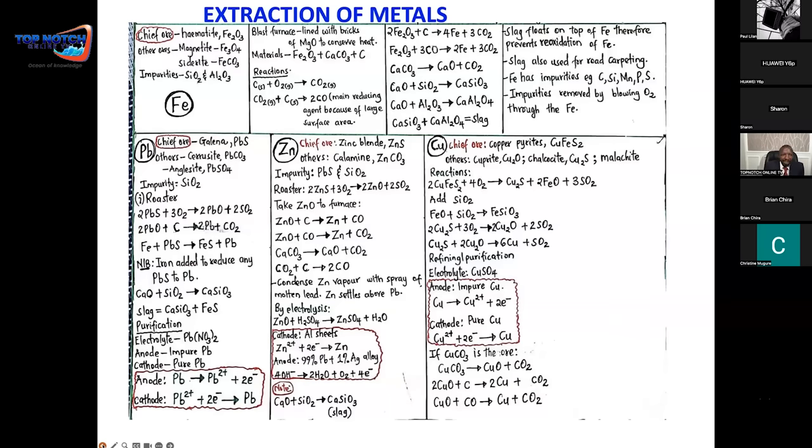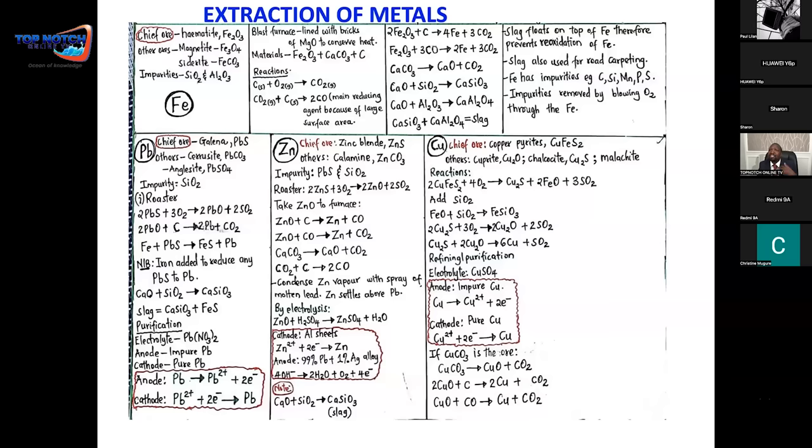For extraction of lead, copper, and what? Zinc. But let me just tell you, do you know that the purification and concentration of zinc, lead, and copper use the same thing? Any ore that contains sulfur is concentrated through froth flotation, whereby you add oil, you add water, and then you bubble air. Ores with sulfur, that is lead, zinc, and copper, contain sulfur, and therefore they are concentrated through froth flotation.